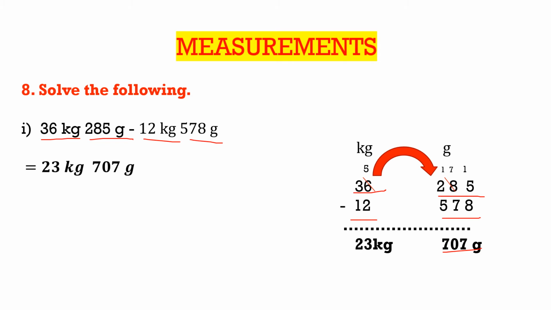Now move to kilogram column. This 6 becomes 6 minus 1 is 5. We gave a carry over to the gram column. So this 6 becomes 5. Now we have to subtract 5 minus 2. 5 minus 2 is 3. Write down 3 here. And 3 minus 1 is 2. So we get 23 kg 707 gram. So we get 36 kg 285 gram minus 12 kg 578 gram equals 23 kg 707 gram.